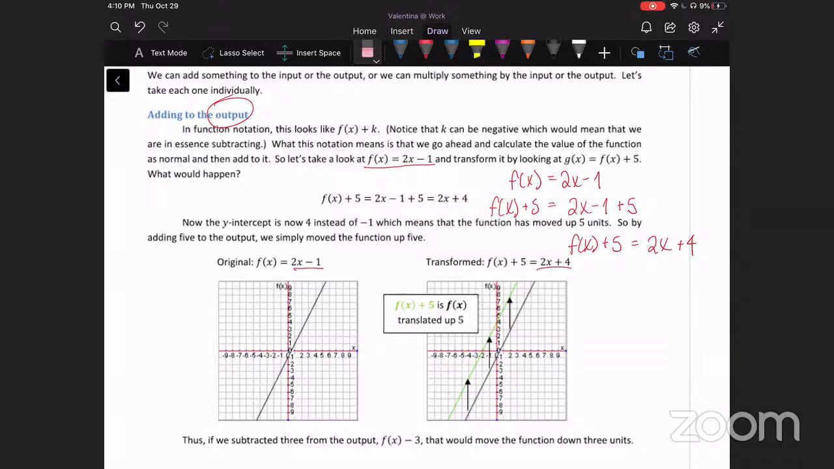Did that make sense up to that point? Yes, it did. Okay. Cool.